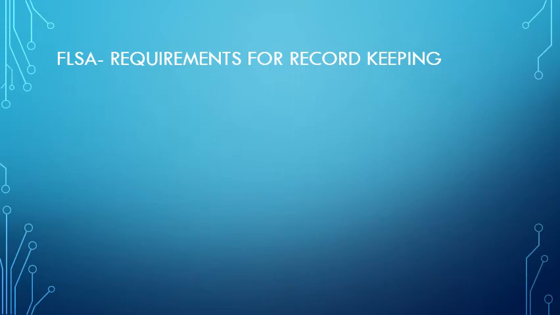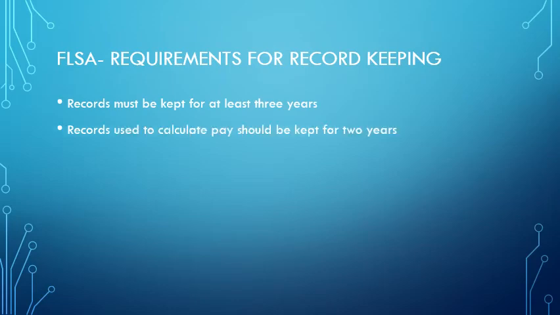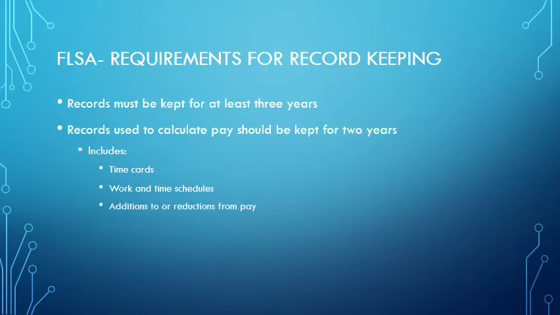Additional requirements for record keeping under FLSA include records must be kept for at least 3 years. Records used to calculate pay should be kept for 2 years, and this includes time cards, work and time schedules, and additions to or reductions from pay.